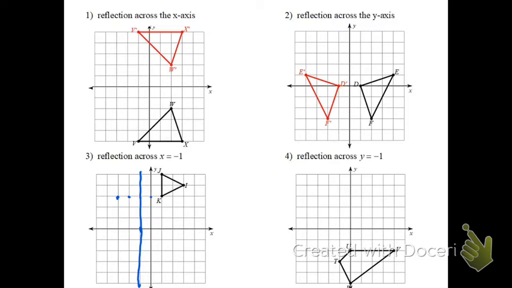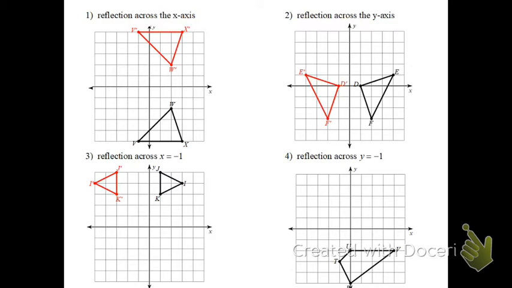So hopefully you can visualize what that would look like. J is 2 units away also. And I is 1, 2, 3, 4 units away. It's going to look something like that. Okay?